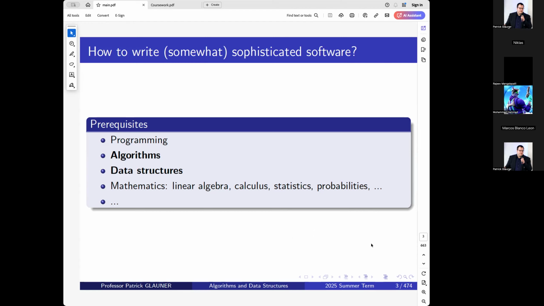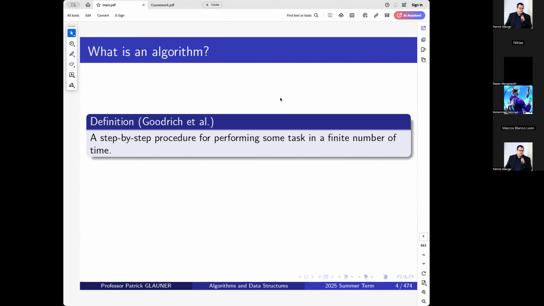So this is what we actually need to build sophisticated software, and this course will focus on algorithms and data structures, and it's quite a maths-heavy course, so there will be lots of mathematics, which is essential in order to build efficient algorithms and data structures. Before we look at the organization and some more details of this course, I actually want to start with a few definitions.